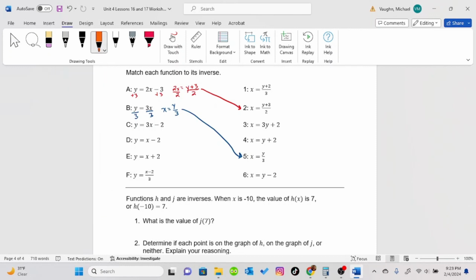C. We have y equals 3x minus 2. We add 2 to each side, and we get 3x equals y plus 2. Then we divide each side by 3, and we end up with x equals y plus 2 over 3, which means C matches choice number 1.